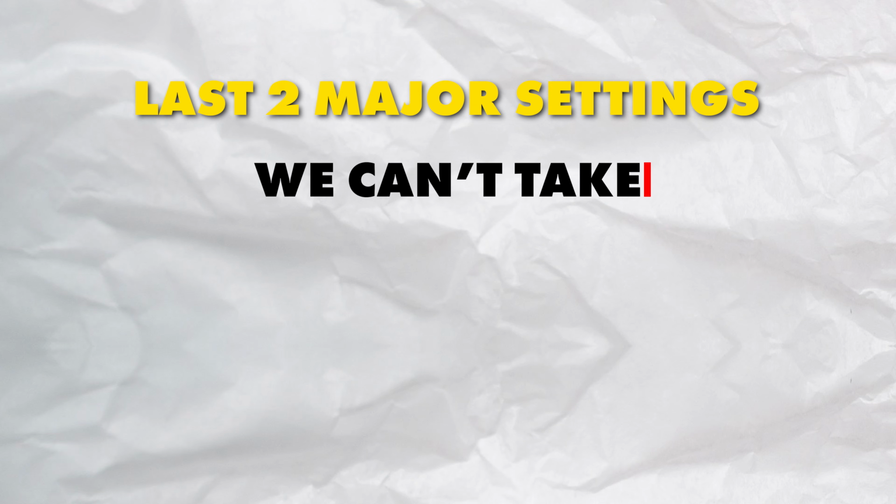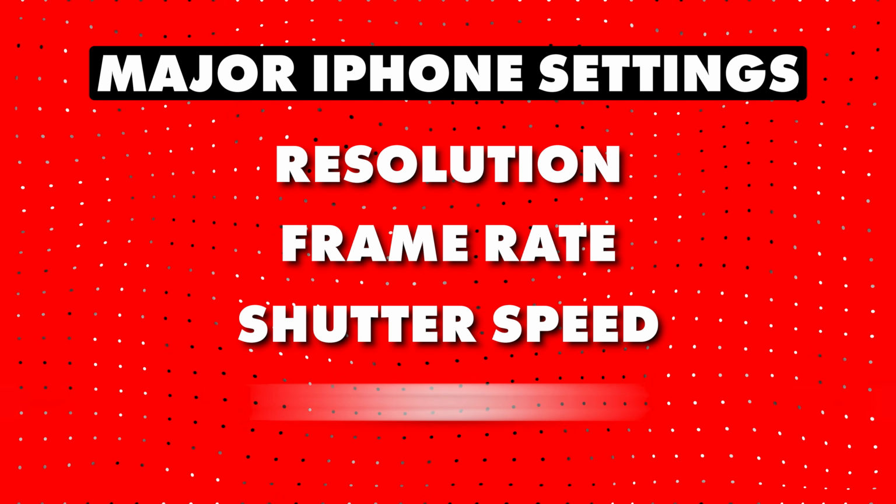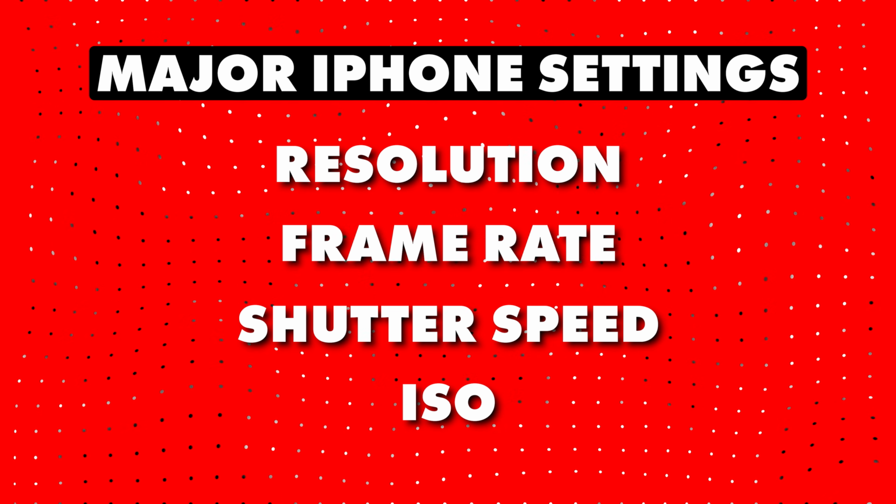Okay, last two major settings, and unfortunately they come with some bad news. We can't take full control of them within the native iPhone app, but this isn't the end of the world. The last two settings are shutter speed and ISO, and for some reason Apple has always removed the ability to control these within the native app. They prefer using their auto exposure mode to do all the decision making for you.